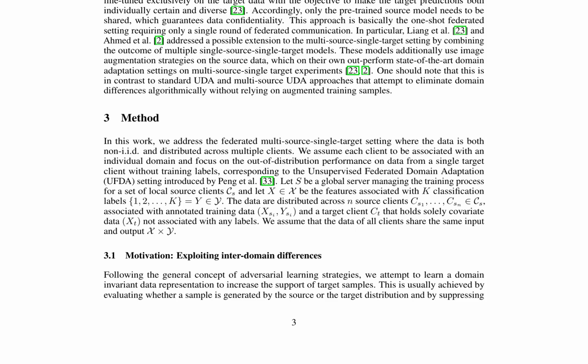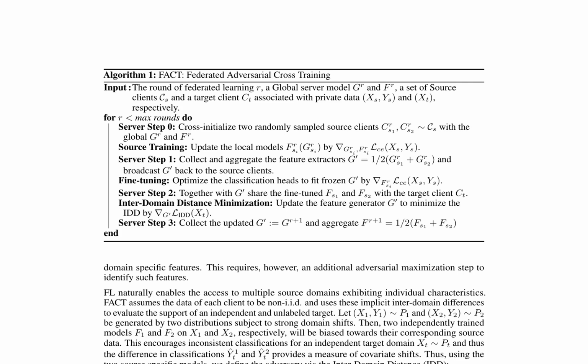FACT involves a global server managing the training process for a set of local source clients and a target client holding solely covariate data. The motivation behind FACT is to learn a domain invariant data representation by exploiting interdomain differences. This is achieved by evaluating whether a sample is generated by the source or target distribution and suppressing domain-specific features. The authors define the interdomain distance, IDD, as a measure of covariate shifts, which is minimized to enforce agreement between target estimates.